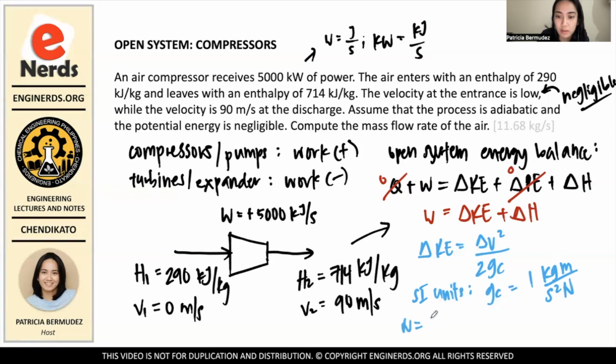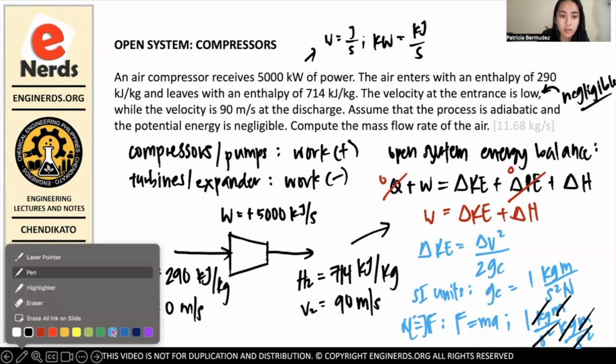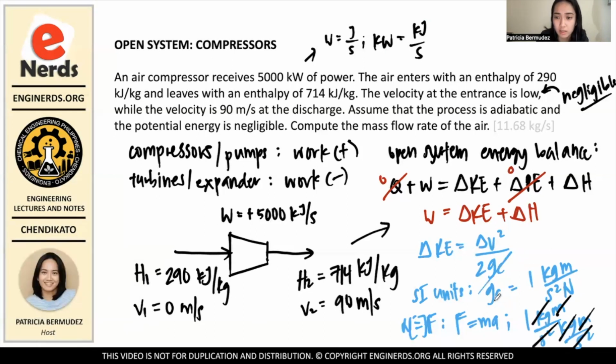Kasi Newton natin is a unit of force, right? And what is force? Force is equals to mass times acceleration. So, yung GC natin here would be 1 kilogram meter per second squared over Newton, and you can see na makakancel siya here. Cancel yung kilogram, cancel yung meter, and yung second squared, makakancel din. So, when you're dealing with SI units, you don't have to write GC. You can just cancel it off. Kasi ang value naman natin here is 1. But it's a different story if we're talking about English units.